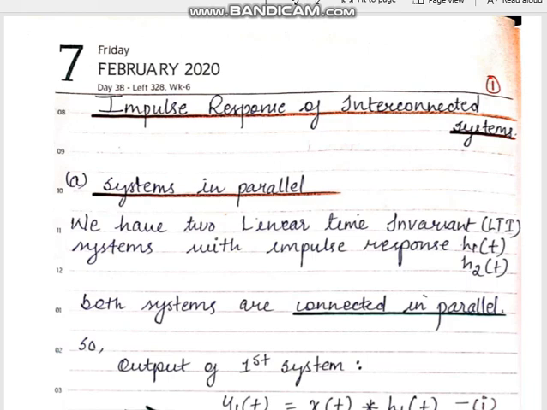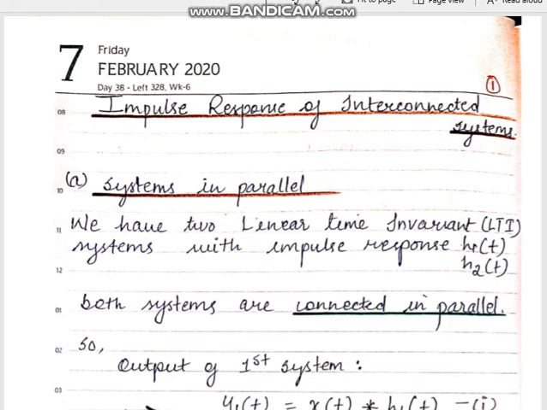Hello students, so we will start with our lecture today, that is impulse response of interconnected systems. What we are going to do is first derive responses of interconnected systems and then represent it in the form of impulses. When you talk about interconnected systems, there are two major arrangements. First one is systems in parallel and second one is systems in series or cascade.